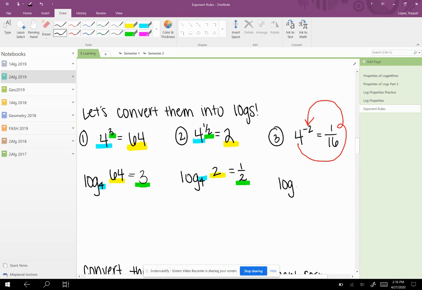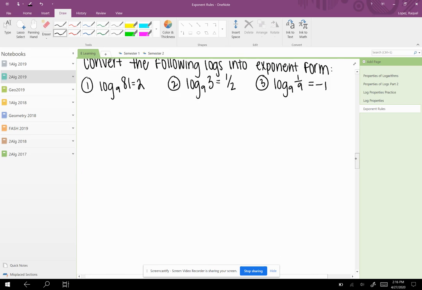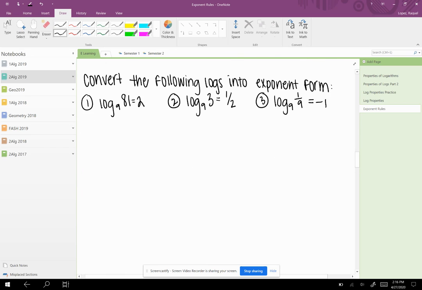So our base was our first stop, right? That was our starting point. Our pit stop was at 1/16, so I'm going to write that next. And I finished at -2, okay? So that's just something that I use just to kind of help keep my things in order. Okay, and now we're going to go the other way around. We're going to convert the following logs into exponential form.